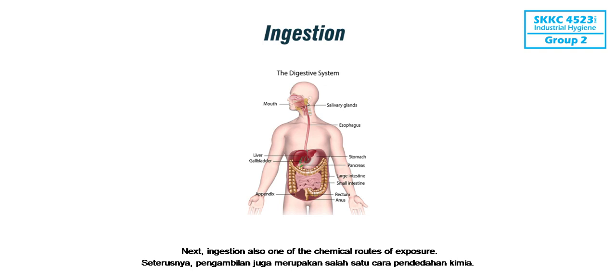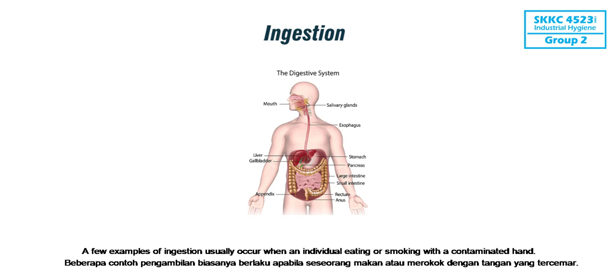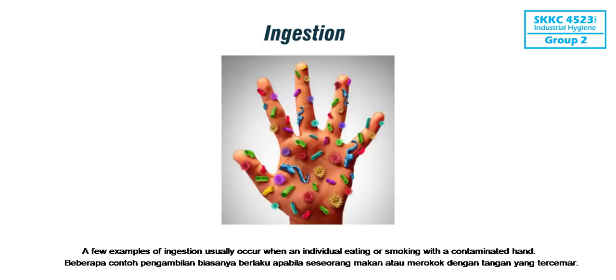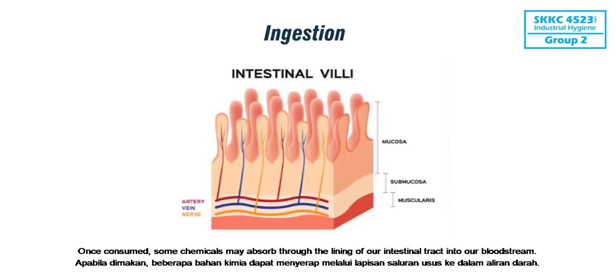Next, ingestion, also one of the chemical routes of exposure. However, it is the least common route to occur, and usually ingestion occurs accidentally or unknowingly. A few examples of ingestion usually occur when an individual is eating or smoking with a contaminated hand. As you know, our digestive system consists of the mouth, esophagus, stomach and lastly the intestine. Once consumed, some chemicals may be absorbed through the lining of our intestinal tract into our bloodstream.